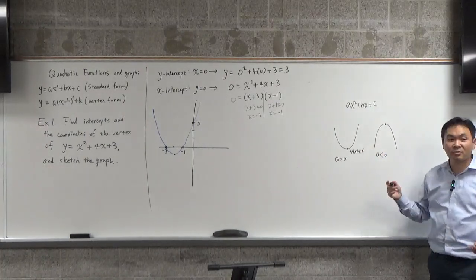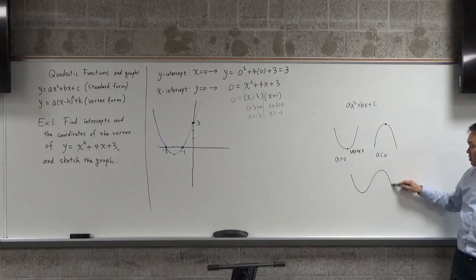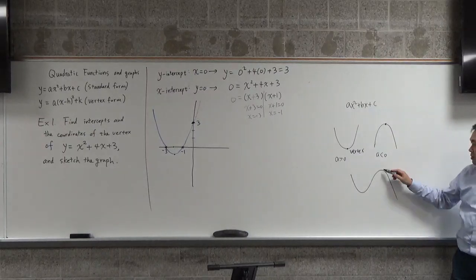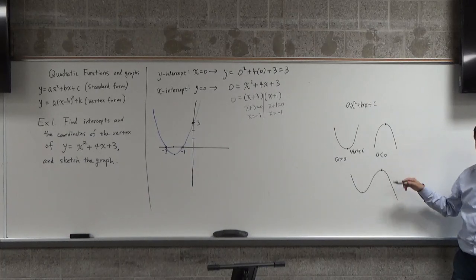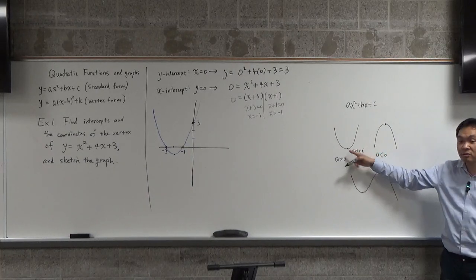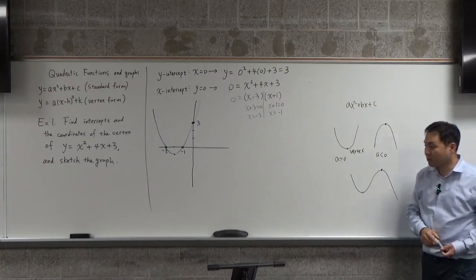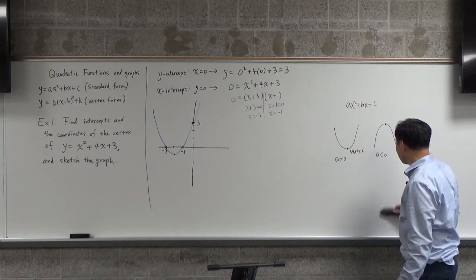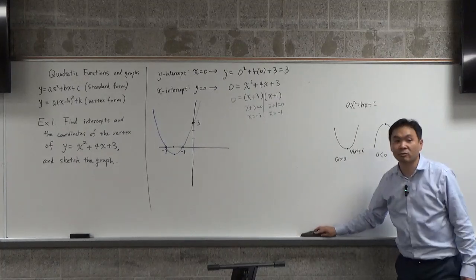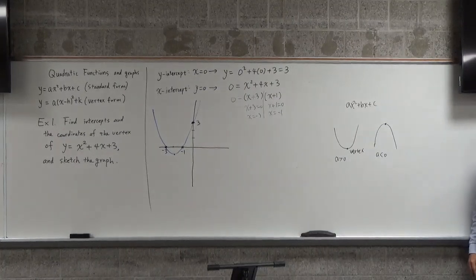Now, other graphs have something like a vertex. If you have a cubic curve, you might have a point like that. These points are just called turning points. Now, a parabola has just one turning point, right? That's called the vertex. The vertex is the name for the unique turning point you have when you draw the graph of a quadratic function, okay?